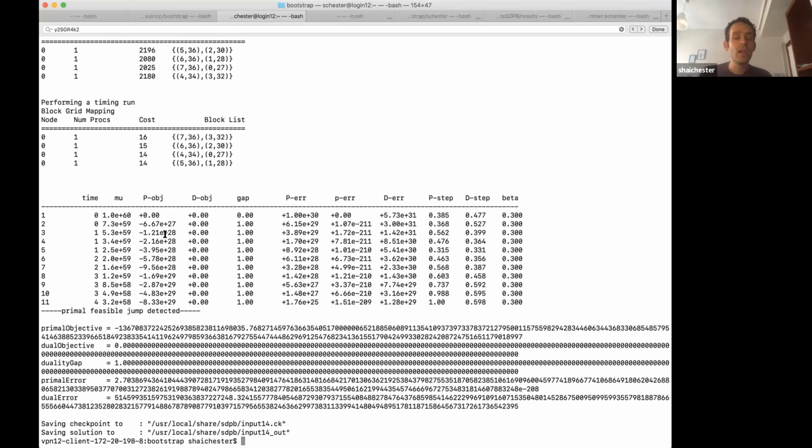And so in general, if a functional cannot be found, you're going to find that the primal objective is going to get bigger and bigger and bigger, which is what happened. So it started at like 10 to the 27, and then it grew to 10 to the 29. In principle, it would have kept growing, except we turned on this parameter called primal feasible jump.